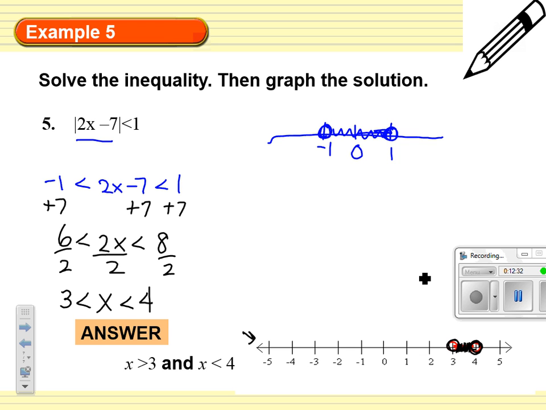So looking ahead to tomorrow, you may want to remember that when we solve absolute value inequalities, we're writing a compound inequality. Either we're writing an or compound inequality, or we're writing an and compound inequality. So remember that when you come to class tomorrow.